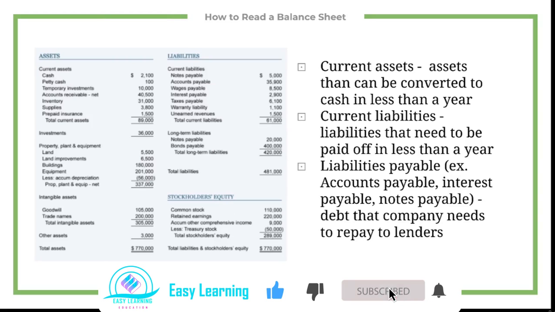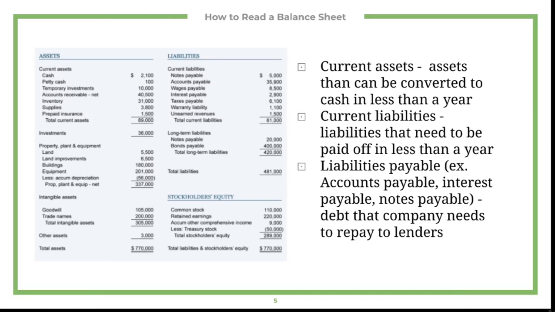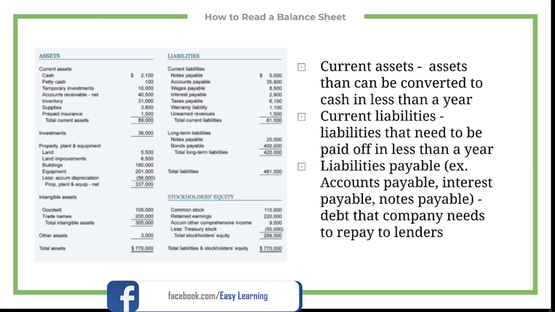So here's how we read a balance sheet. So we have our current assets at the top left. And these are just assets that can be converted into cash or liquidated in less than a year. And then we have our current liabilities right beside it. And these are the liabilities that need to be paid off in less than a year. So they're the liabilities that correspond to the current assets.